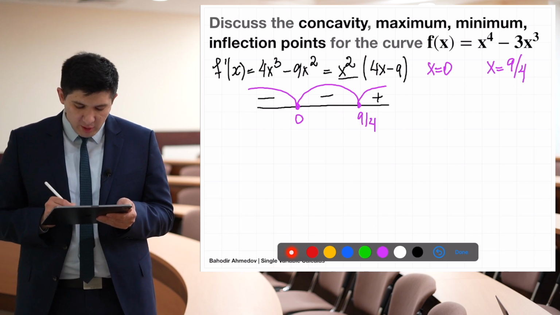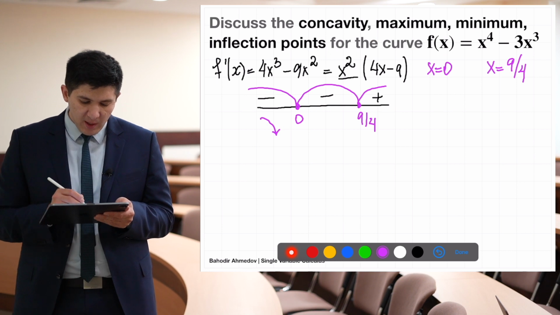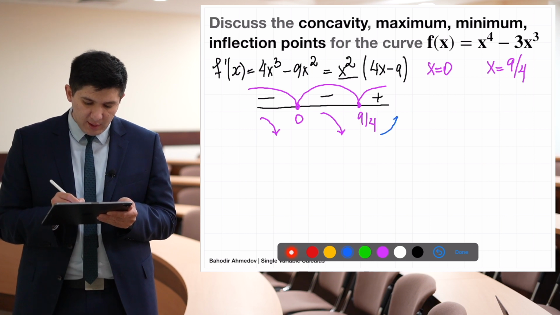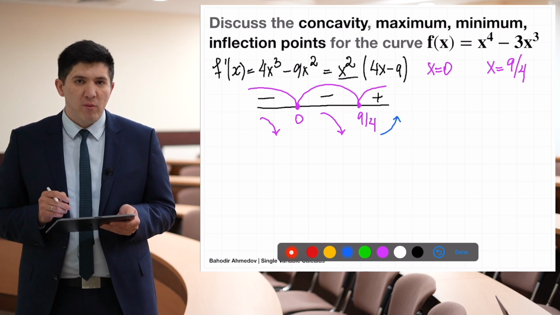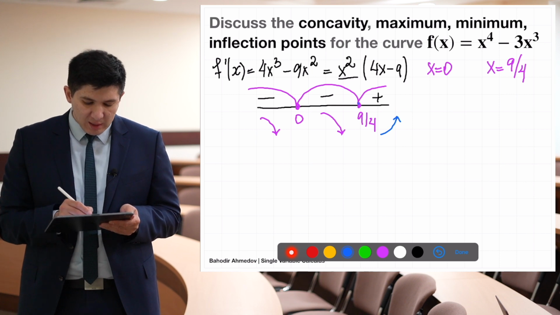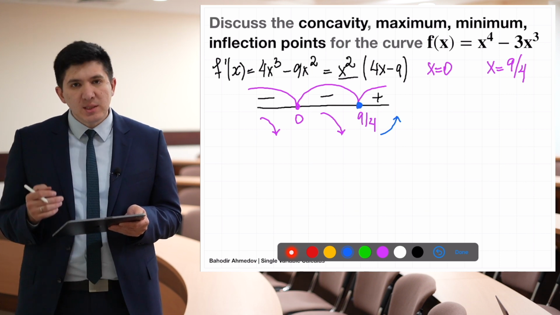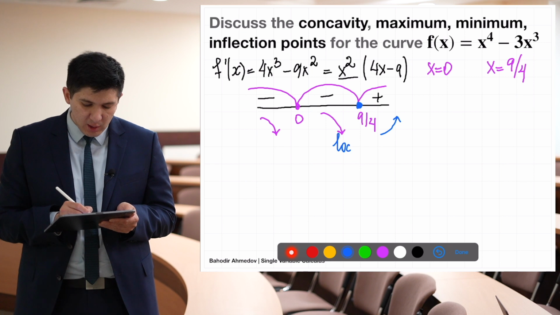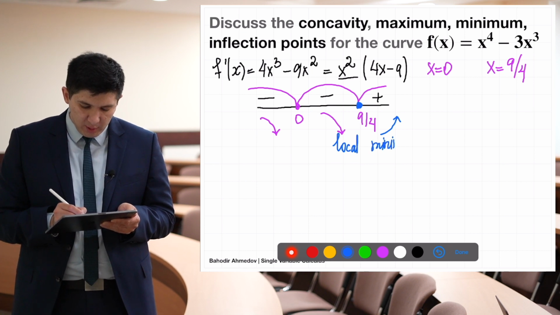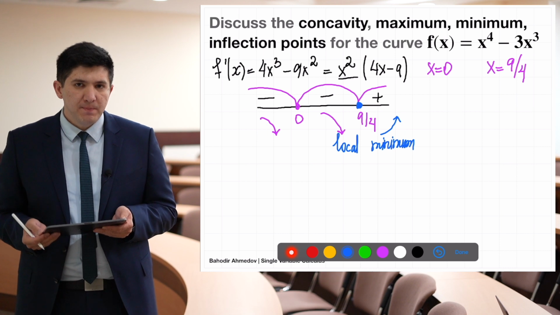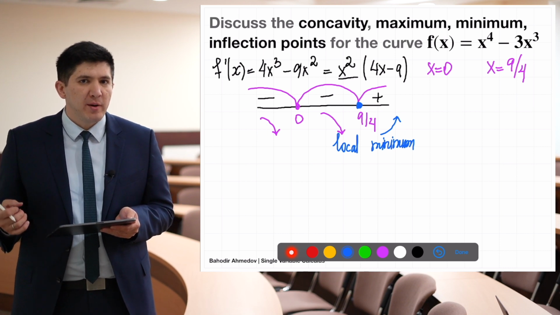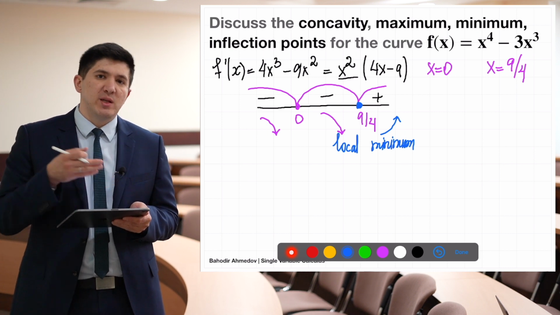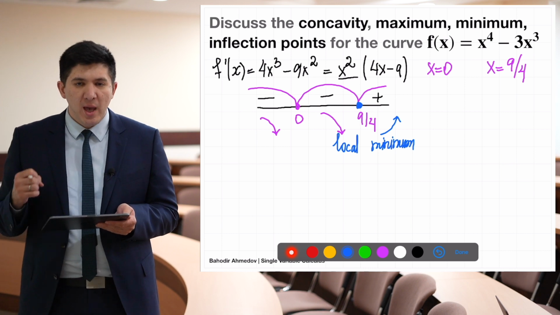So it means that our curve is decreasing before 0, it's still decreasing after 0, and then it starts increasing after 9/4. So you see that the curve is decreasing before 9/4 and is increasing after 9/4. It means that this point is going to be called the local minimum point. Now we know a lot of information about the curve. We know that it is increasing from 9/4 until infinity. It is decreasing from minus infinity until 9/4. It has a local minimum at this point.